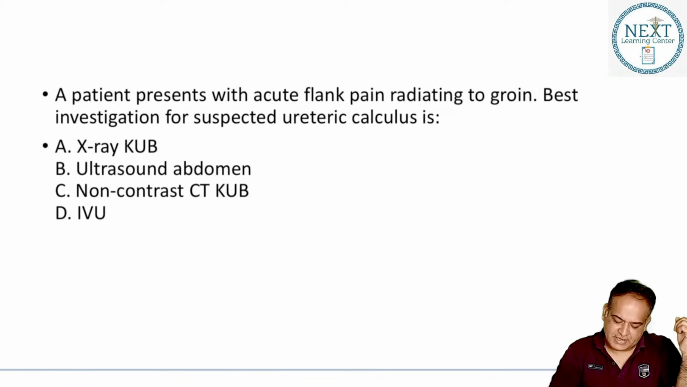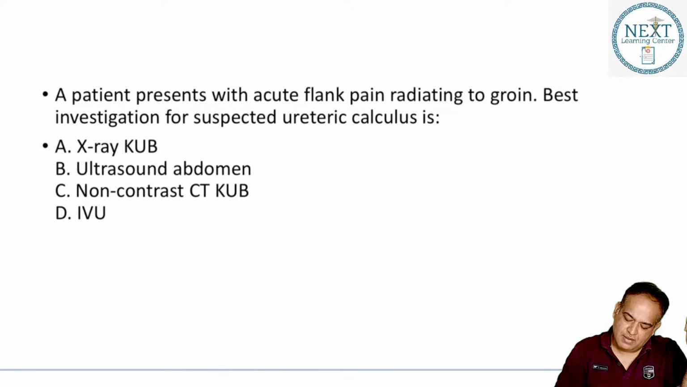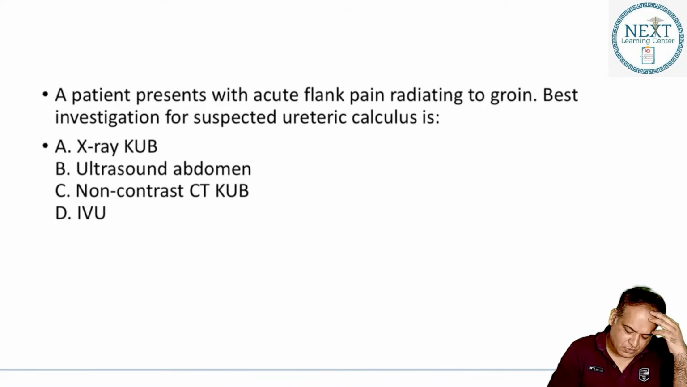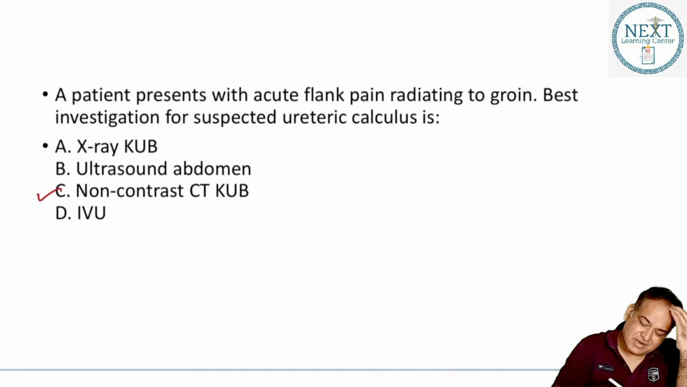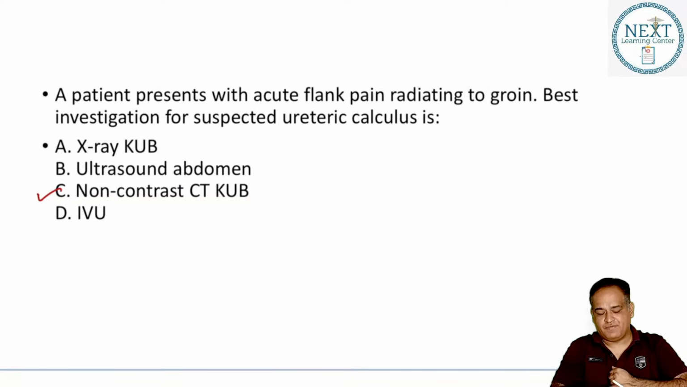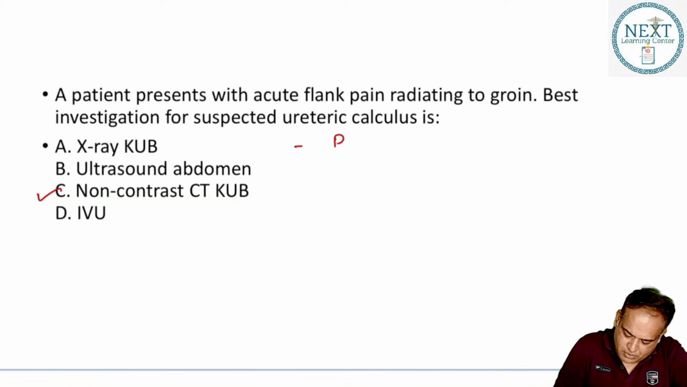Okay. Now, it was an easy question, right? A patient presents with acute flank pain radiating to the groin. The best investigation for suspected ureteric calculus is non-contrast CT scan. Fine.